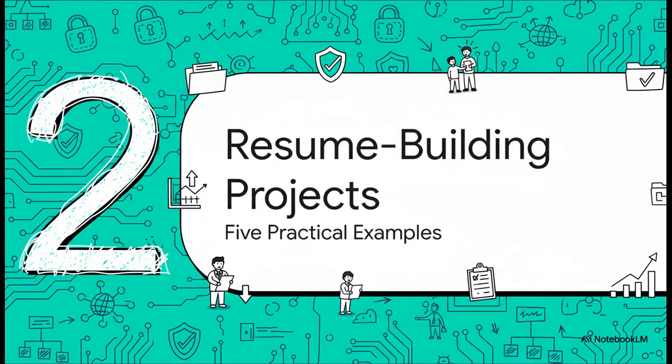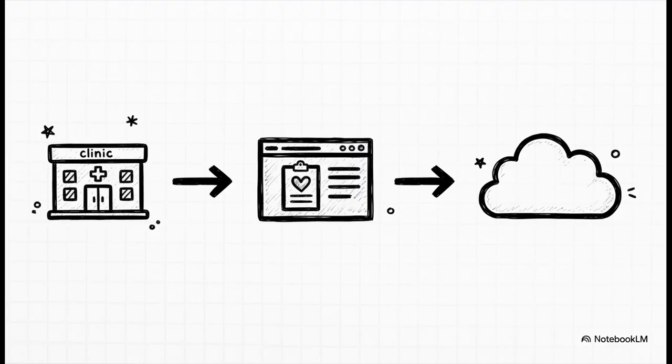Okay, theory is great and all, but let's make this real. We're going to take that 6-step framework and apply it to 5 actual projects you could start building for your resume today. And to make this super practical, we're going to base all our projects on one scenario. Imagine a small health clinic that's using an OpenMRS application, and it's all hosted in the cloud on Amazon Web Services. This gives us a really solid real-world setup to play with.